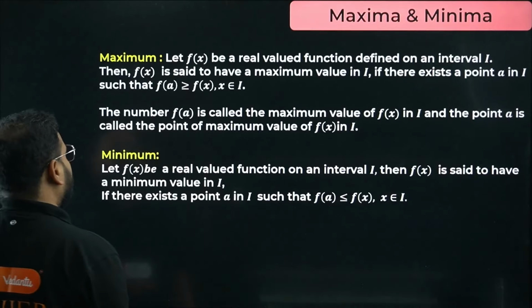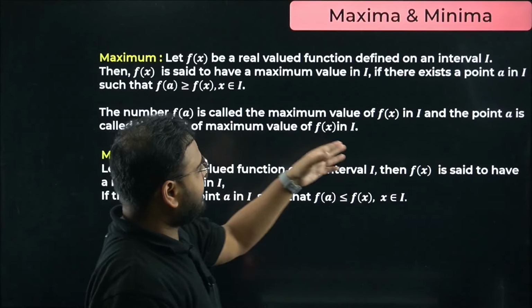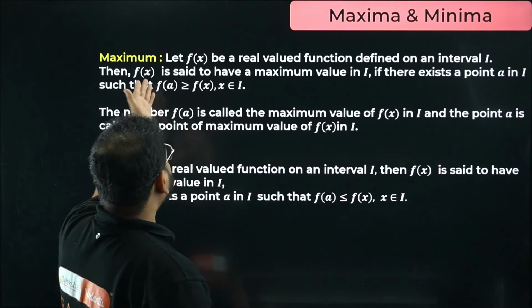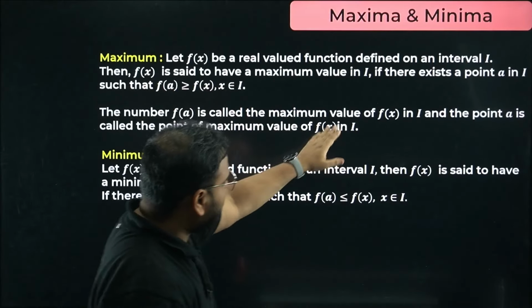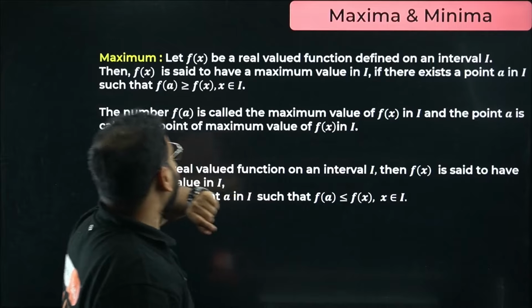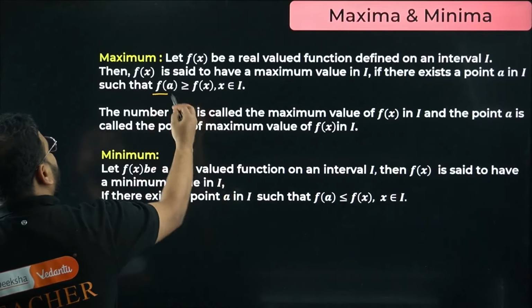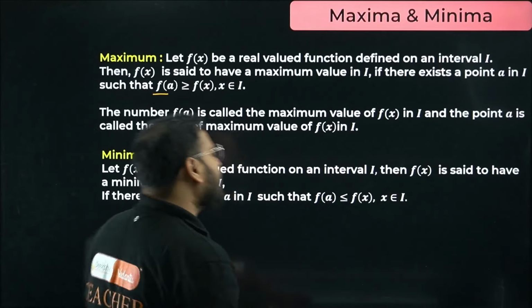Let f(x) be a real valued function. Define an interval I. Then f(x) is said to have a maximum value in interval I if there exists a point A in the interval I such that f(A) is greater than f(x) for all x belonging to the interval I.